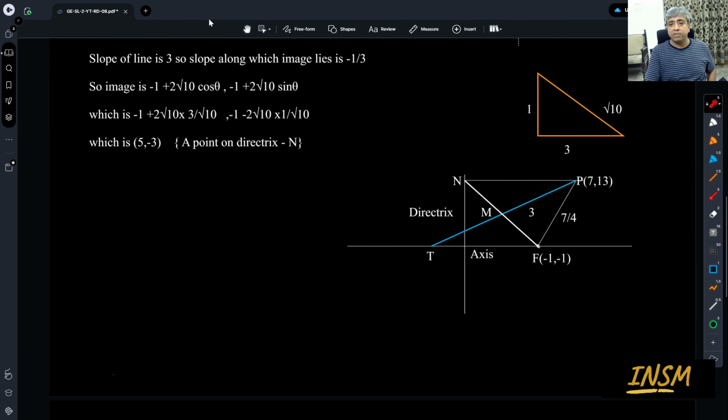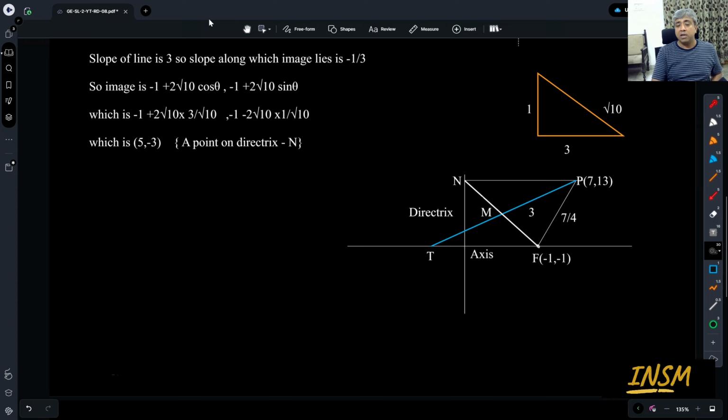N was the point which is the image of focus F on the tangent. Now we are seeing the same figure again without the parabola. So the coordinates of N came out to be 5 comma minus 3. Now we need to find the slope of this line. So we can write the equation of directrix, find the perpendicular distance between directrix and focus. Okay, so this is 2a. So latus rectum would be twice this distance.